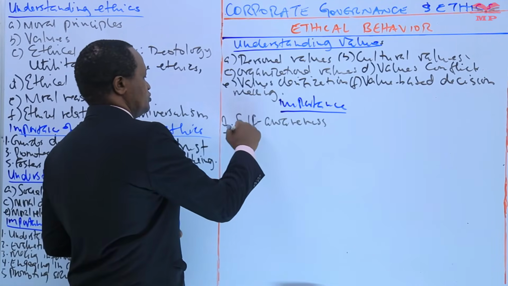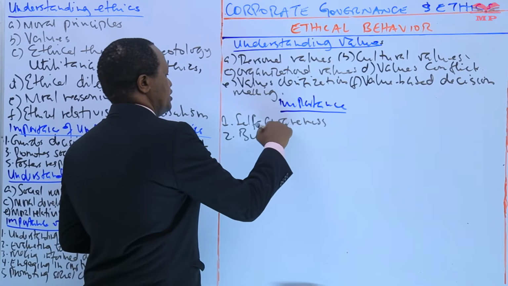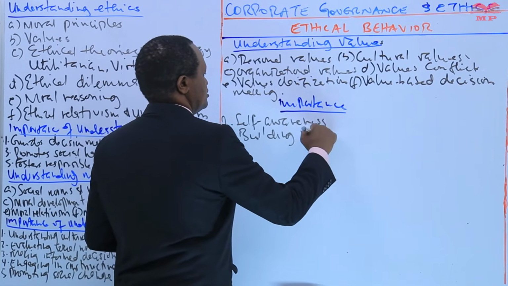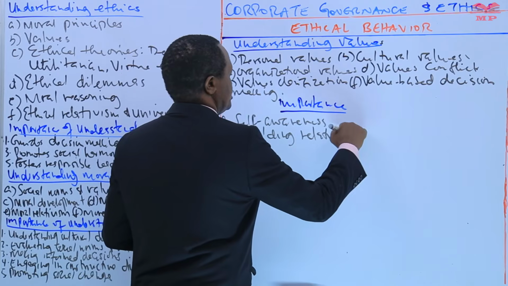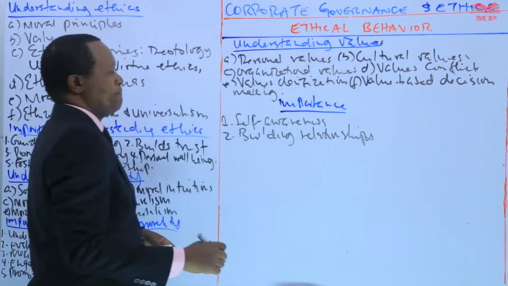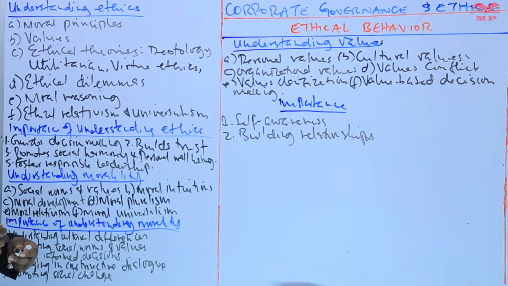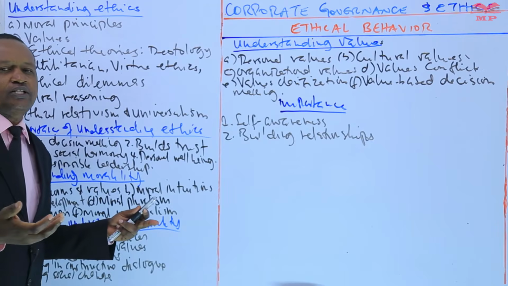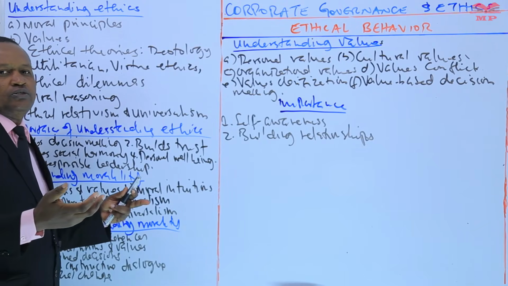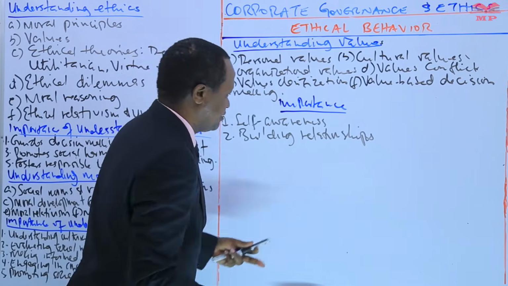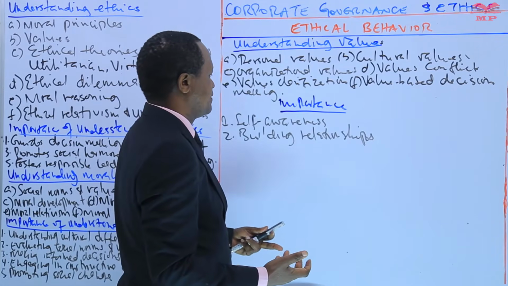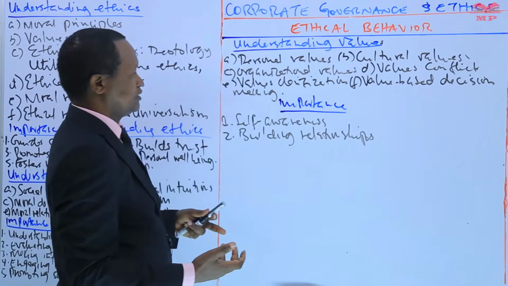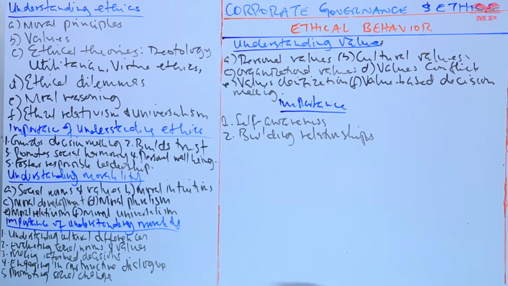2, building relationships. Shared values can foster a stronger relationship with others who hold similar beliefs. Building relationships. That's the second point.